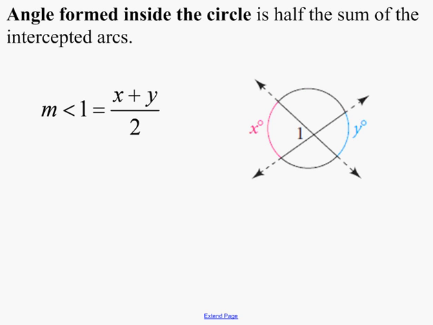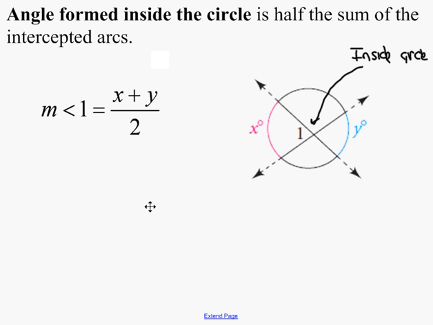All right. We also have another formula that involves angles formed inside the circle. So here, the vertex is inside the circle. And what's the relationship between the intercepting arcs and the angle when the angle is inside the circle? The relationship is that the angle inside the circle is equal to the sum of the intercepted arcs divided by 2. Or we could say it's half the sum of the intercepted arcs.